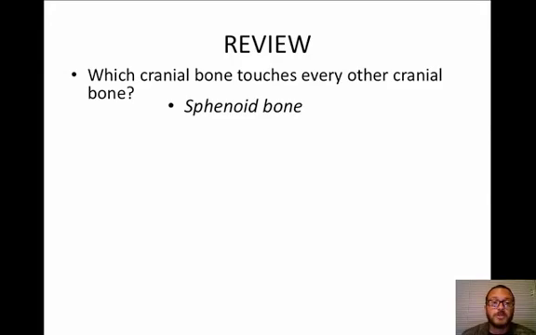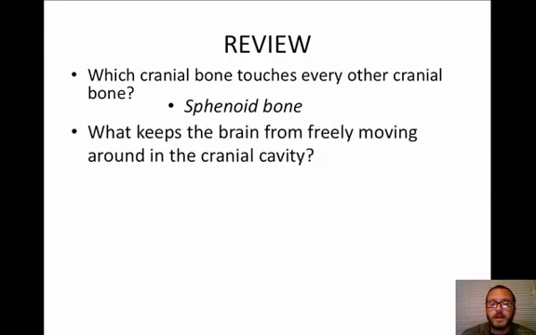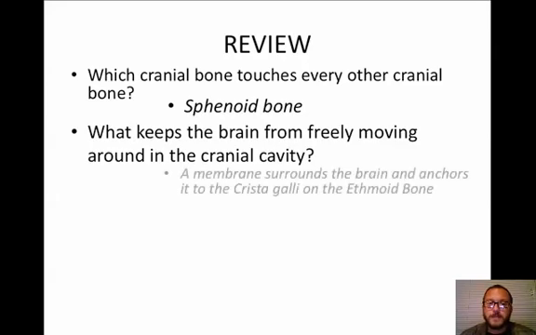Let's go to question number 2. Take the time, write it down. What keeps the brain from freely moving around in the cranial cavity? Hit pause. Your answer: a membrane surrounds the brain and anchors it to the crista galli on the ethmoid bone.